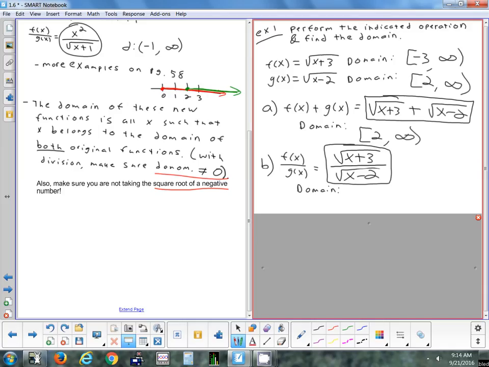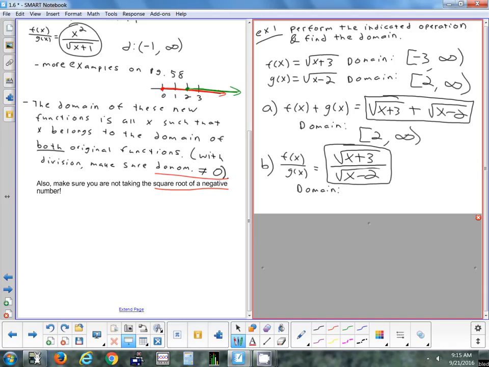But is there anything else I have to be careful of now because of how I combine these functions? Yeah? The denominator can't be 0. The denominator cannot be 0. And what number would make the denominator 0? 2. So that means I can no longer use the number 2. So how would I write my domain showing that 2 is no longer part of it?